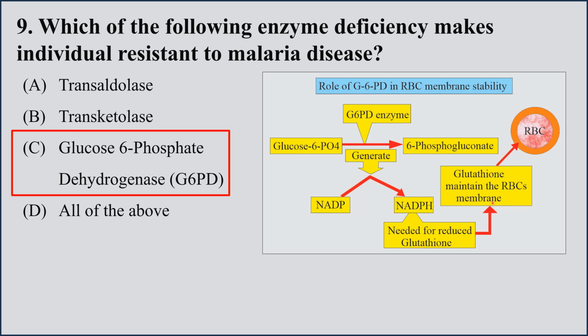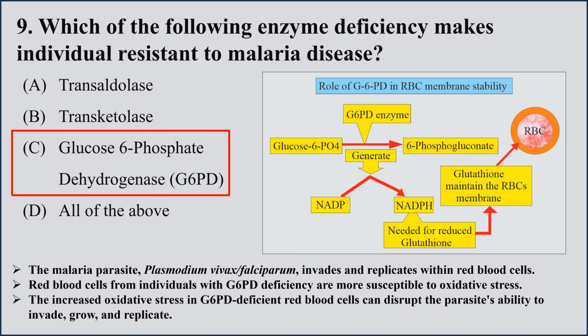So as G6PD protects the RBCs from oxidative stress, whenever a malarial parasite gets into the RBCs in a G6PD-deficient person, it survives with difficulty because of the increased oxidative stress. So the parasite may not be able to reproduce and replicate. That's why it protects from malaria disease. The malaria parasites Plasmodium vivax and falciparum invade and replicate within the red blood cells, where they enter and feed on them.